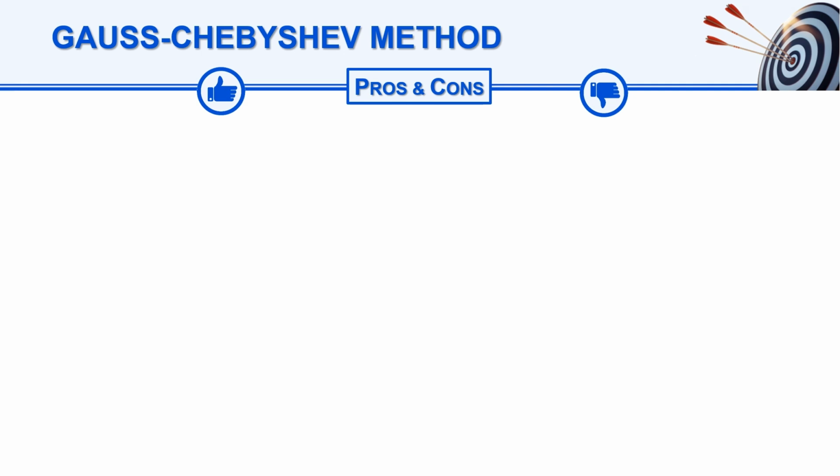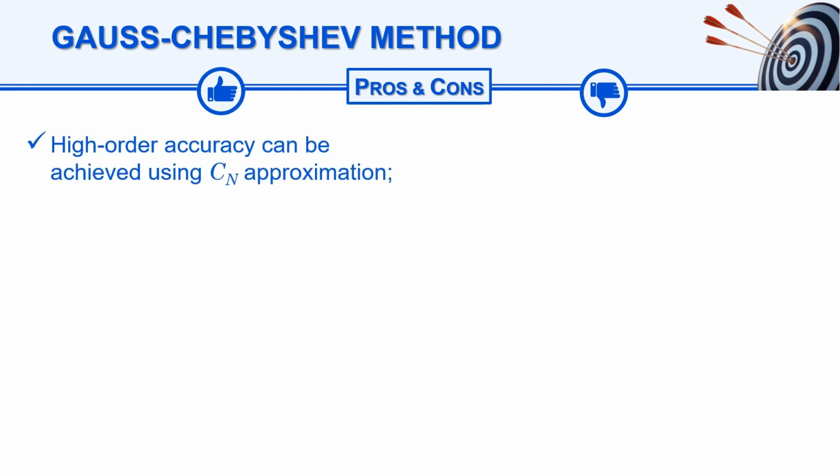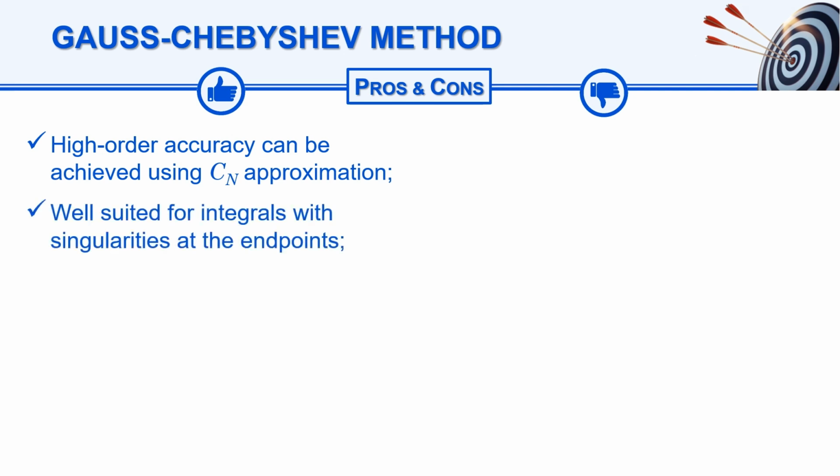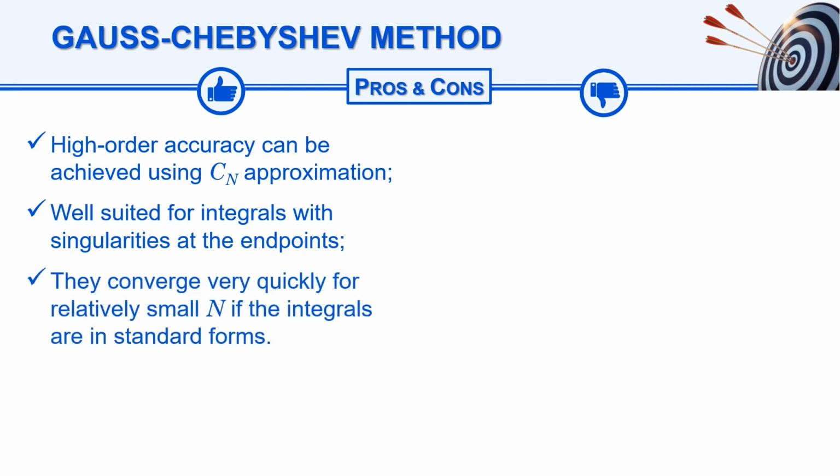The advantages of the method are: high-order accuracy can be achieved using Cn approximation. It is well suited for integrals with singularities at the endpoints. They converge very quickly for relatively small n if the integrals are in standard forms.